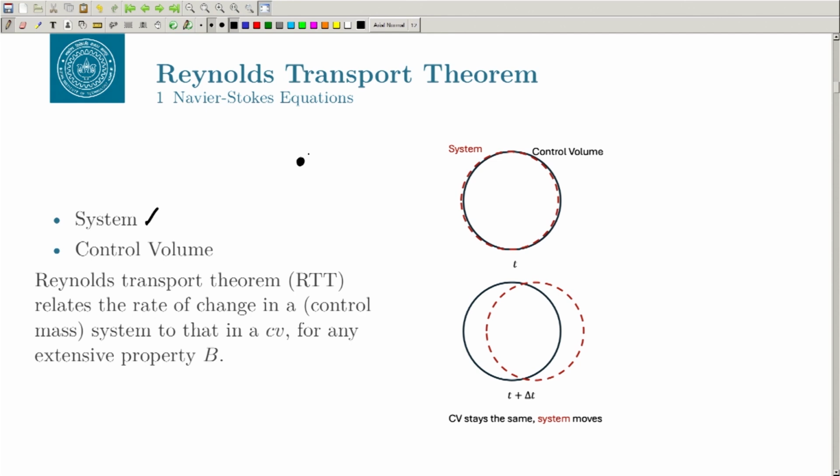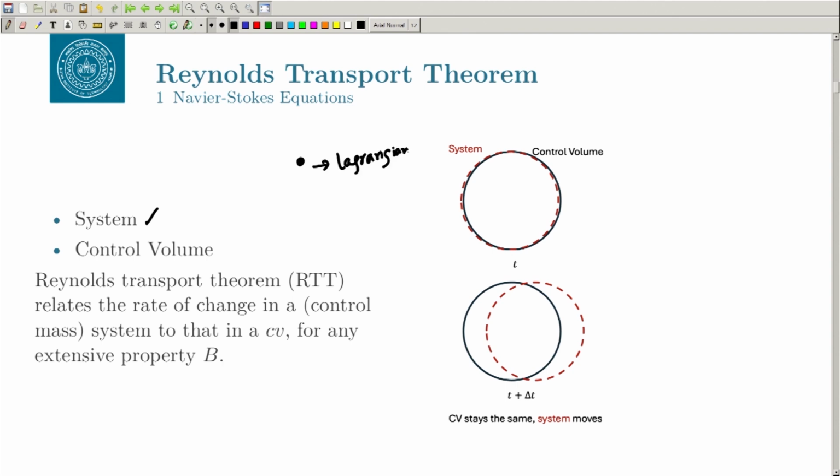But the problem with this control system approach, or the system approach, is that there are too many particles in the fluid, and tracking each particle and trying to balance the forces on every single particle becomes very tedious. This approach of tracking individual particles and seeing how the forces are balanced on them is called the Lagrangian approach.